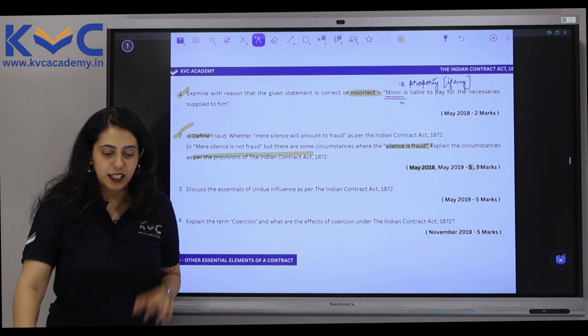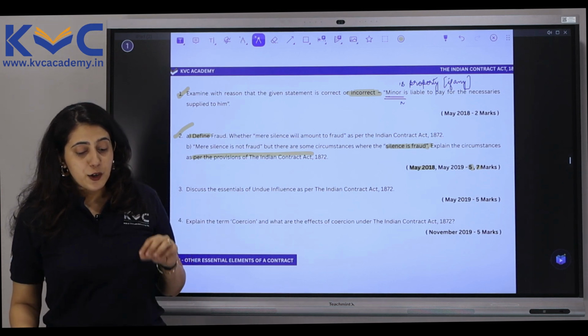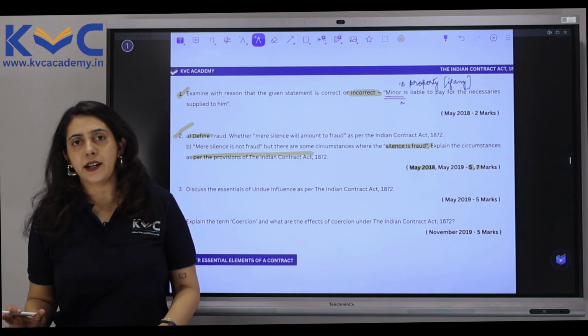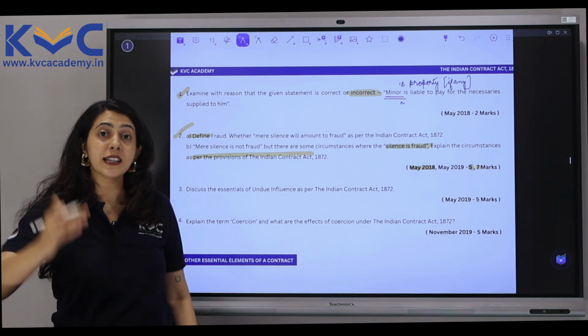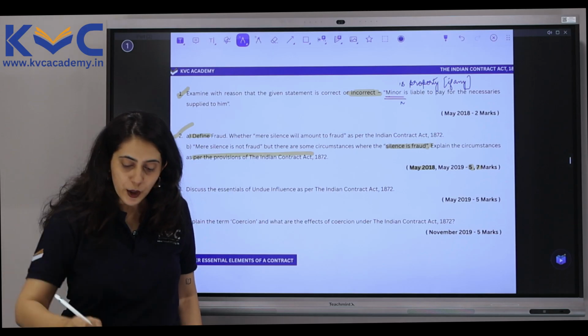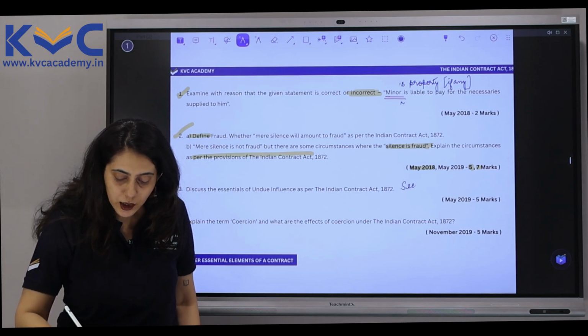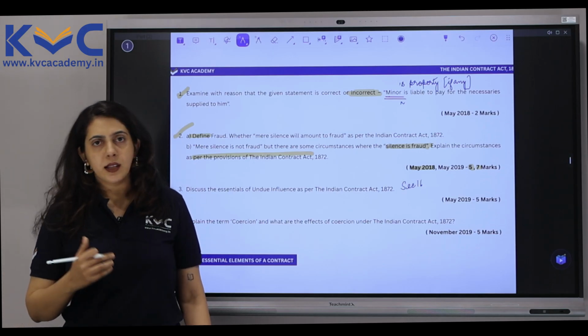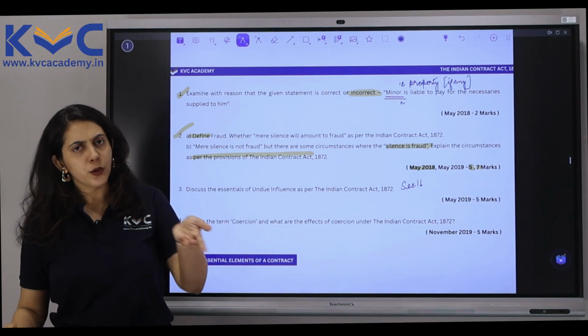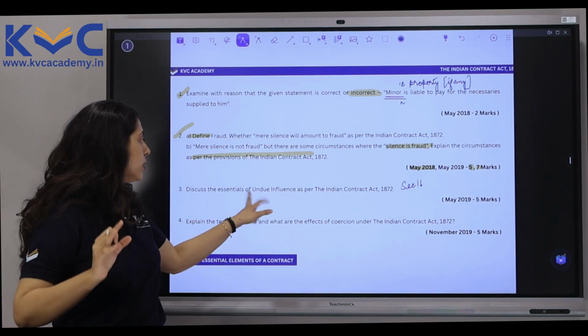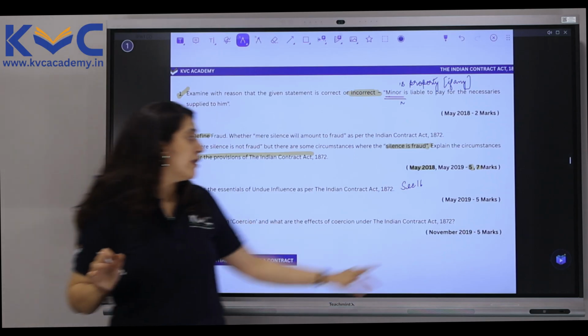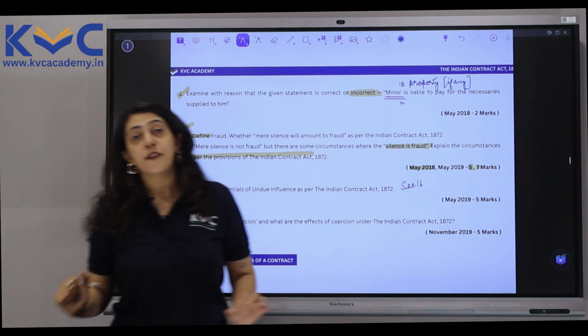So looking at question 3, discuss the essentials of undue influence as per the Act. So you will start with not the essentials of undue influence, you will start with the meaning of undue influence, which you have learned under section 16. Once you are done explaining the meaning of undue influence, you may add an example, and after that in depth you will talk about the essentials of undue influence, given that it is carrying a weightage of 5 marks.